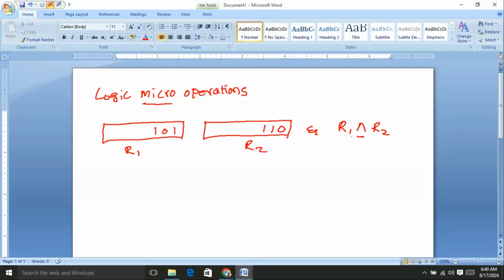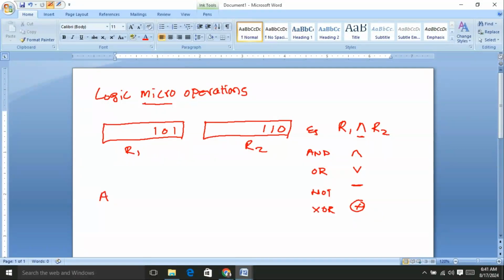This is the AND symbol. In digital logic, to represent AND, we use this symbol. To represent OR, we use this symbol. To represent NOT, we write a bar above the letter. And to represent the exclusive OR, we use these symbols, especially in logical micro operations. The logical micro operations perform the operations in a bitwise manner.